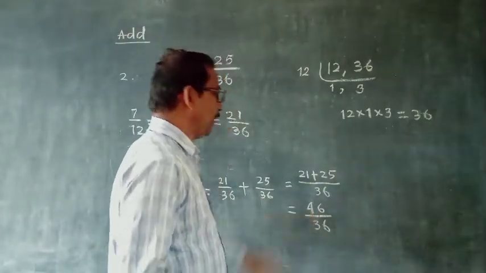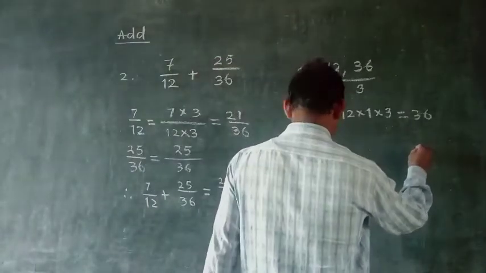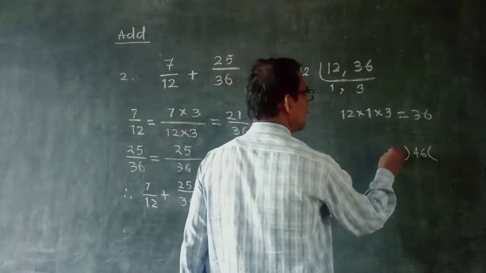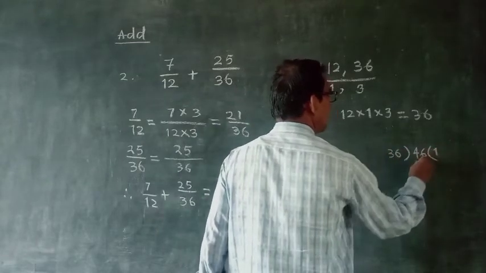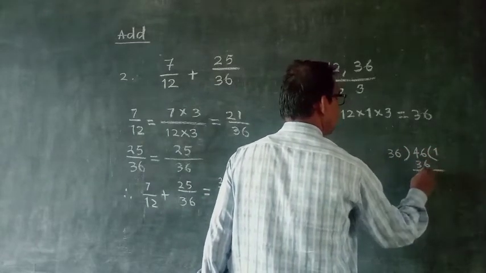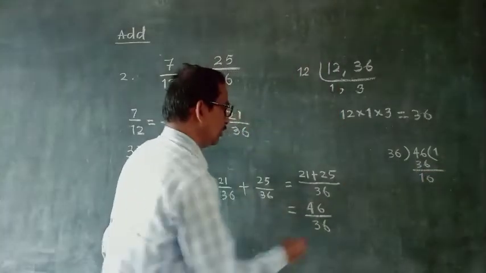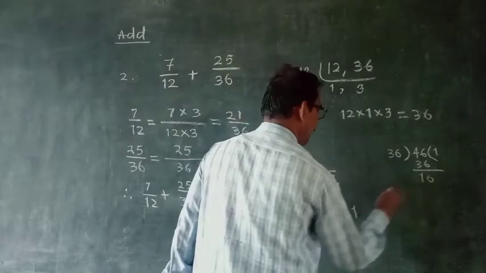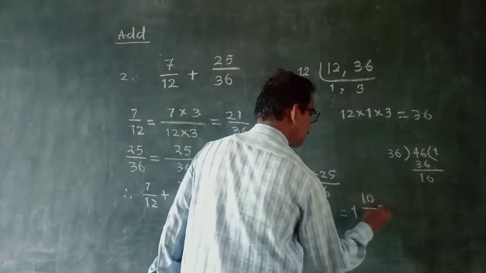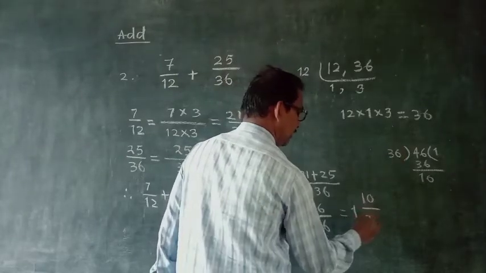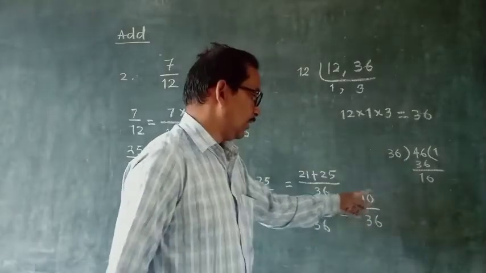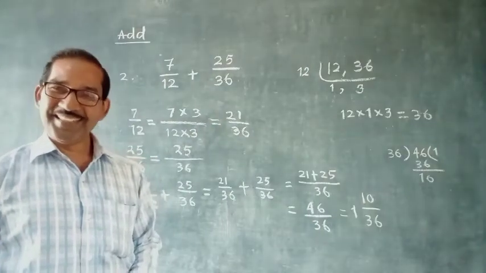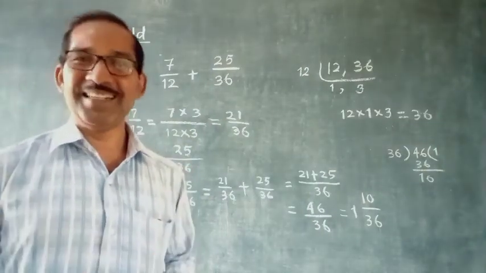We have to make it a mixed fraction. 46 is to be divided by 36. 36 1s are 36. Remainder comes 10. So it will be equal to, the quotient is 1, remainder is 10, and the divisor is 36. 1 whole 10 upon 36. This is the answer. Okay? I think you all understand it better.